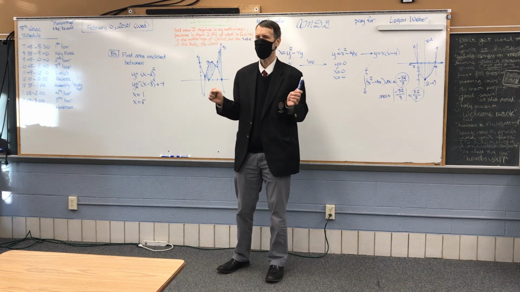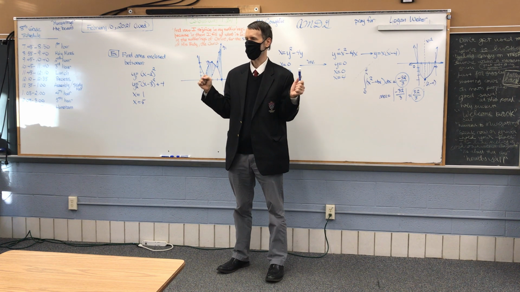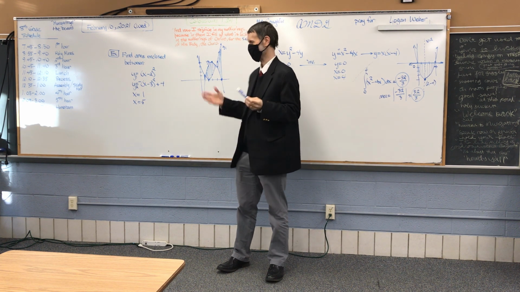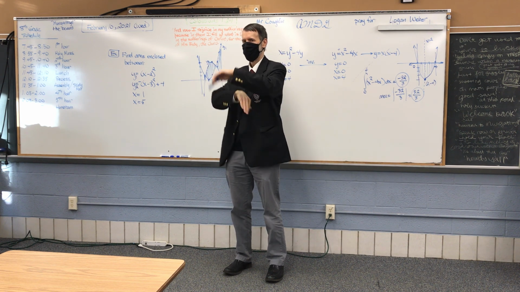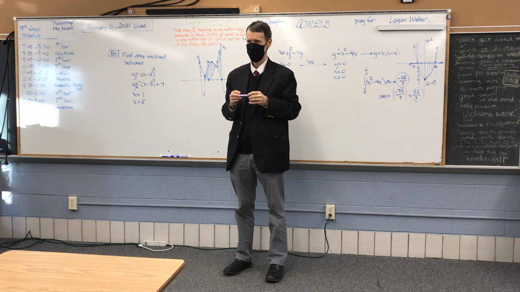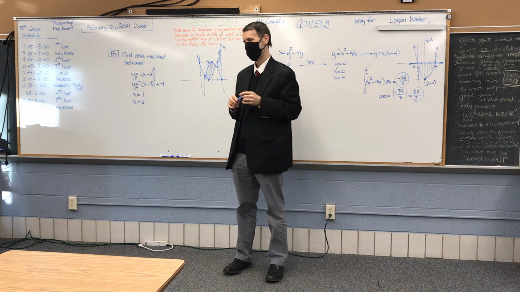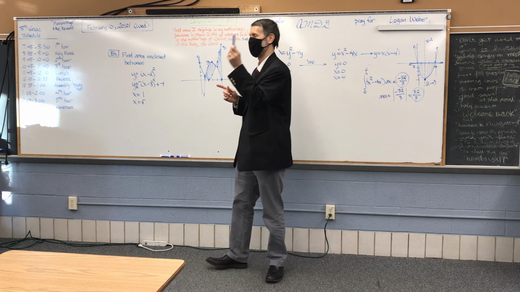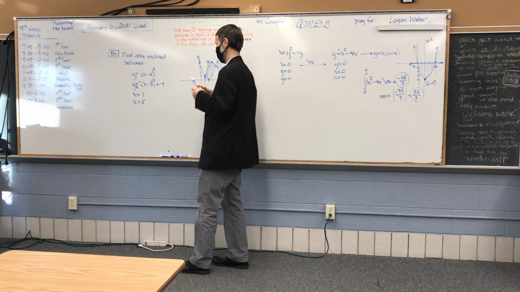I want the total positive area of all the shaded region up here. How am I supposed to do this if it keeps flip-flopping? Can you do them all separately? Exactly. That's the only way to do it, by the way.